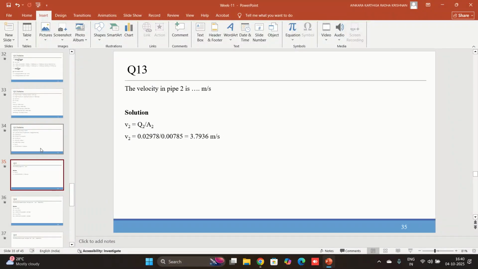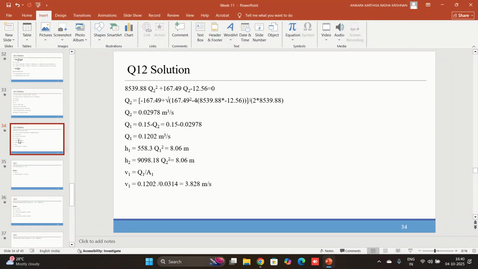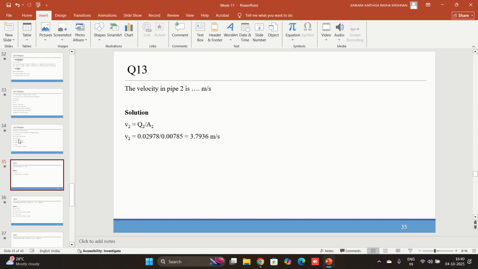Okay. So now what we are going to do is velocity in pipe 2. Again we need to calculate Q2 by A2. Q2 is 0.02978 divided by A2, that we got as velocity as 3.7936 meters per second. So question 13 is also right.